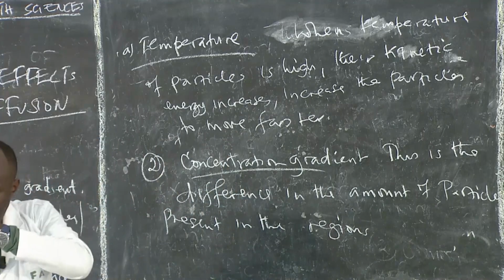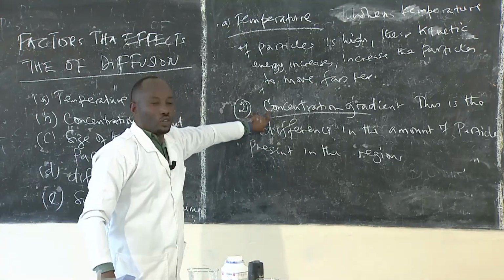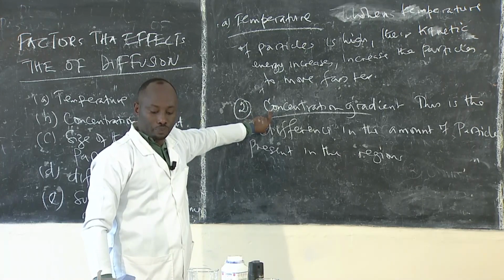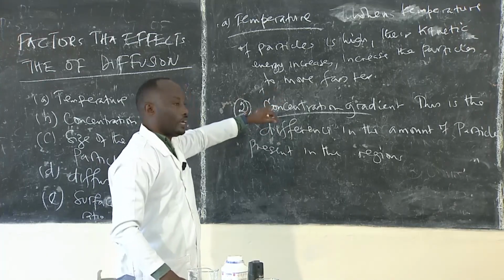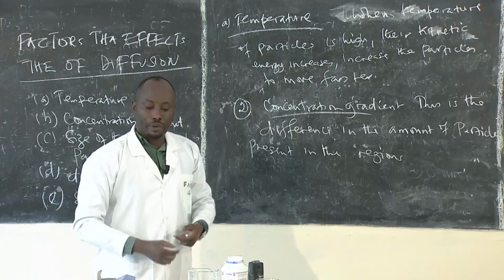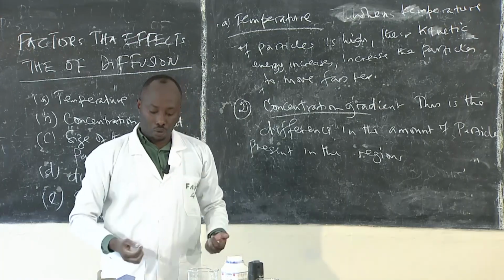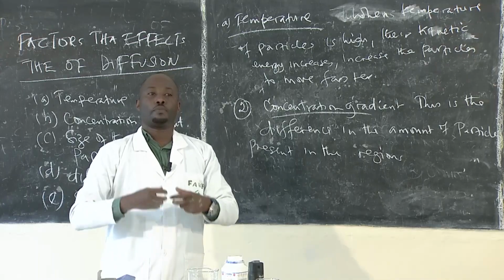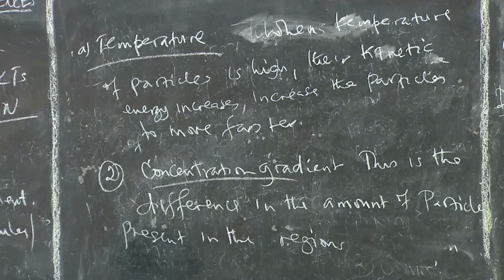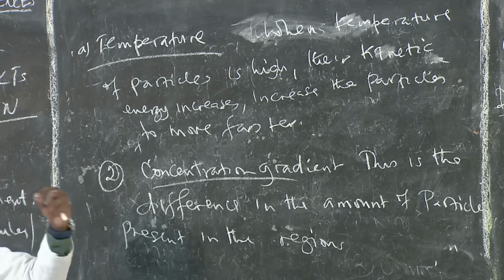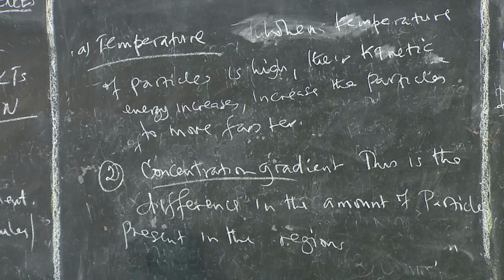As there are differences in concentration, if the differences are very big, the faster the rate of diffusion. The greater the difference in concentration of particles between two regions results in a steeper concentration gradient. The steeper the concentration gradient is, the faster the rate of diffusion. The shallower the concentration gradient, the slower the rate of diffusion. So the bigger the differences in concentration, the faster the rate of diffusion. All right.